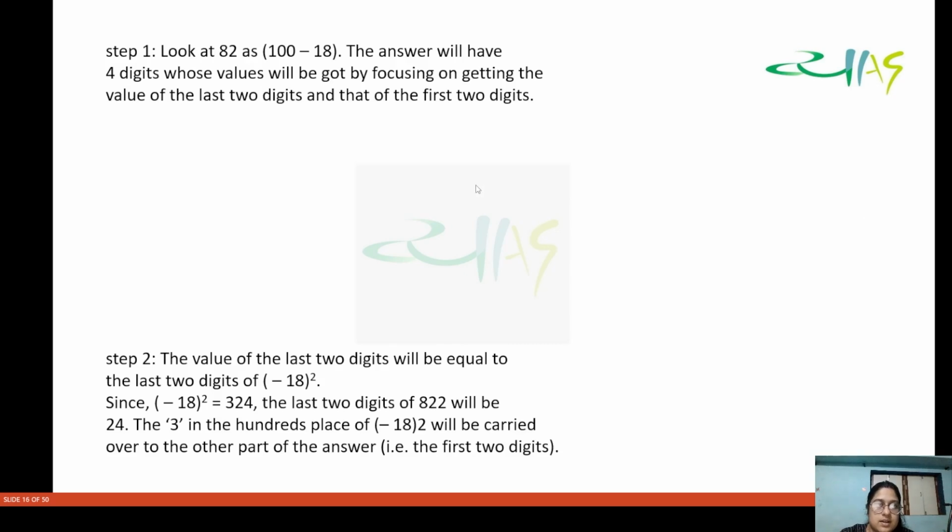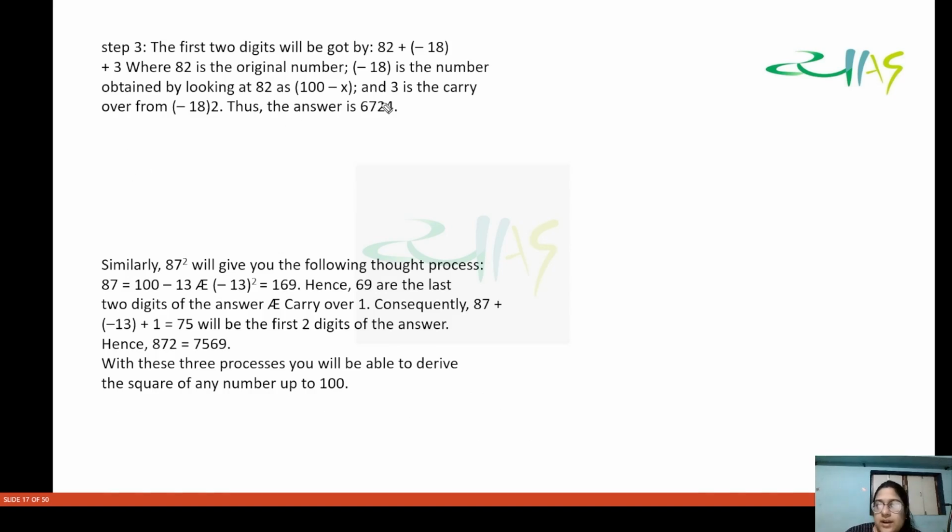Okay, now you have any number. See, we did it from 51 to. So what are you going to do here next is that, take the first two digits. Okay, so basically we did 82 is equals to 100 minus 18. Okay, we got this.